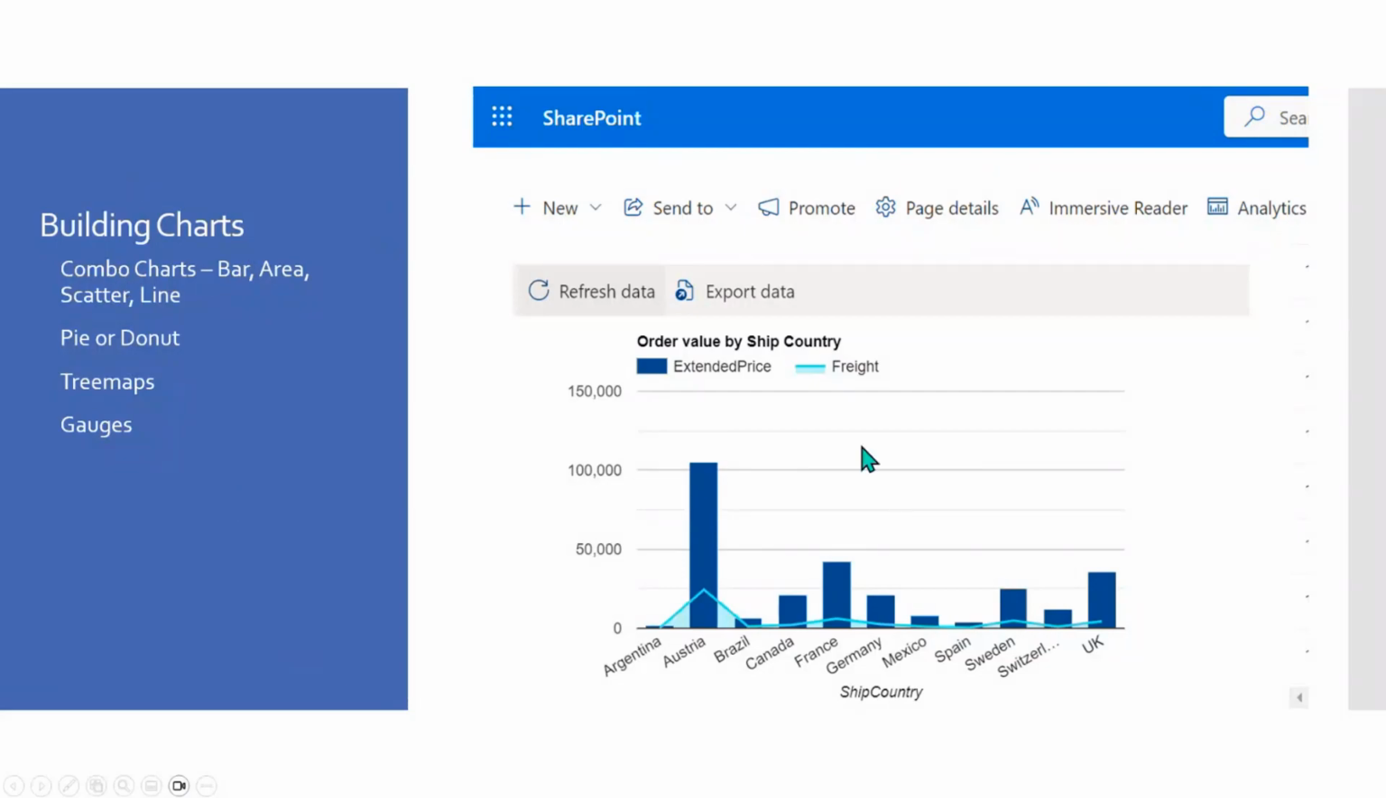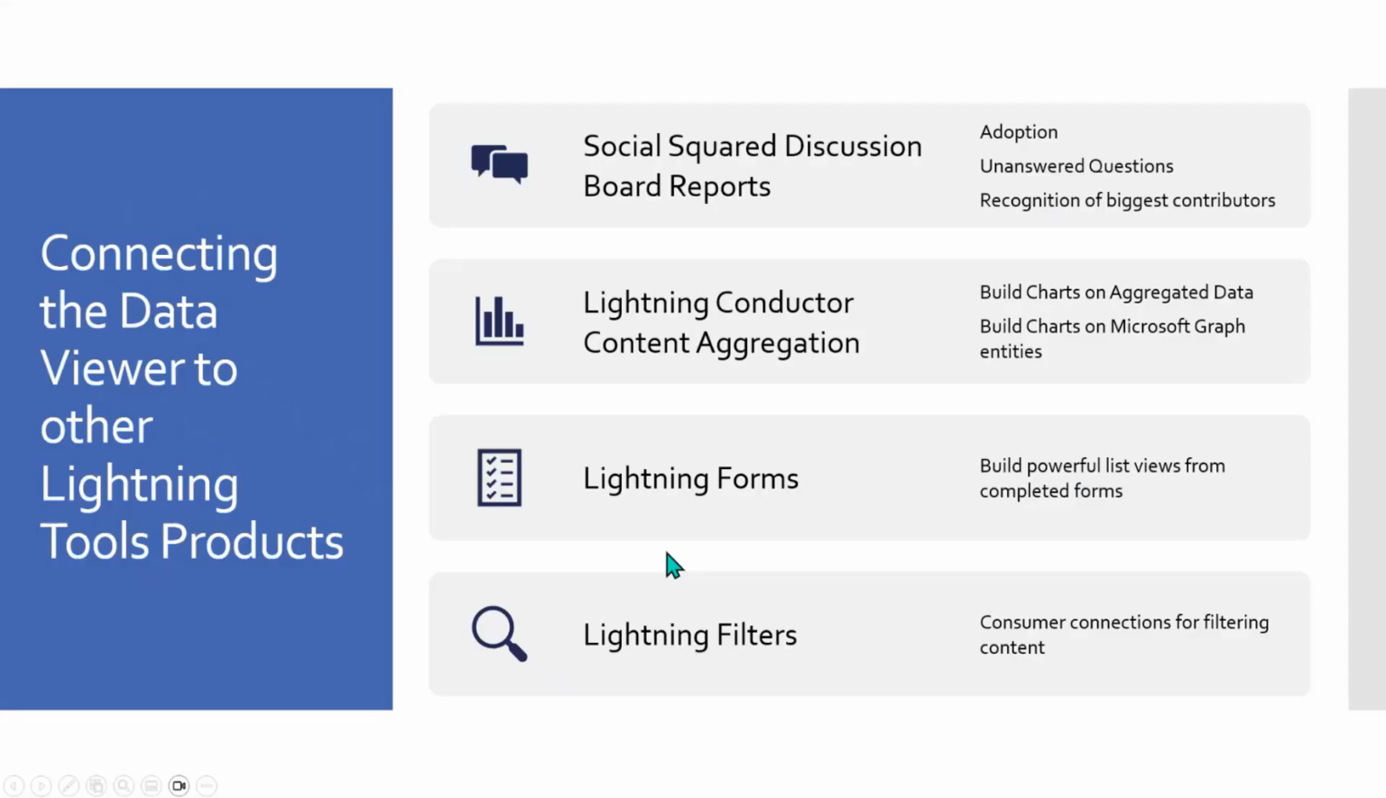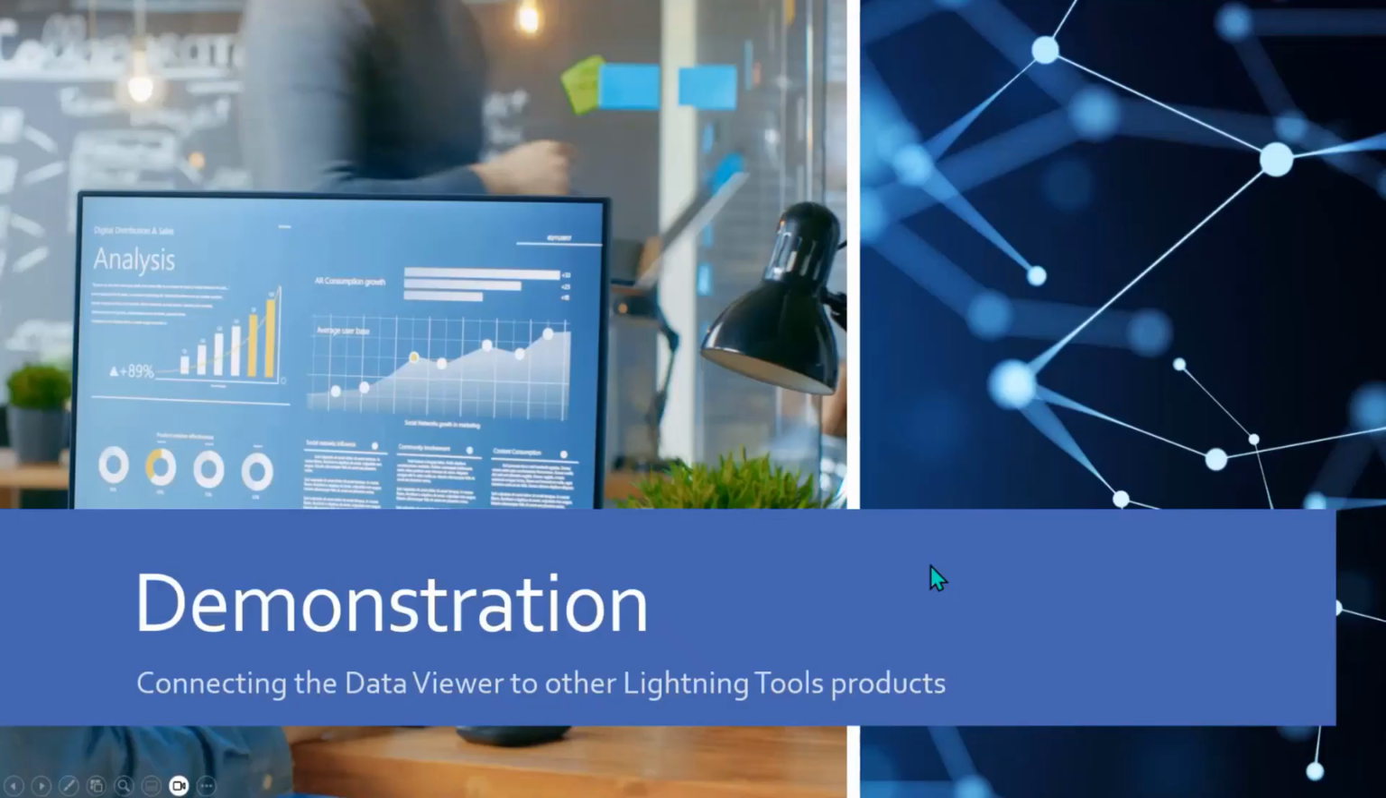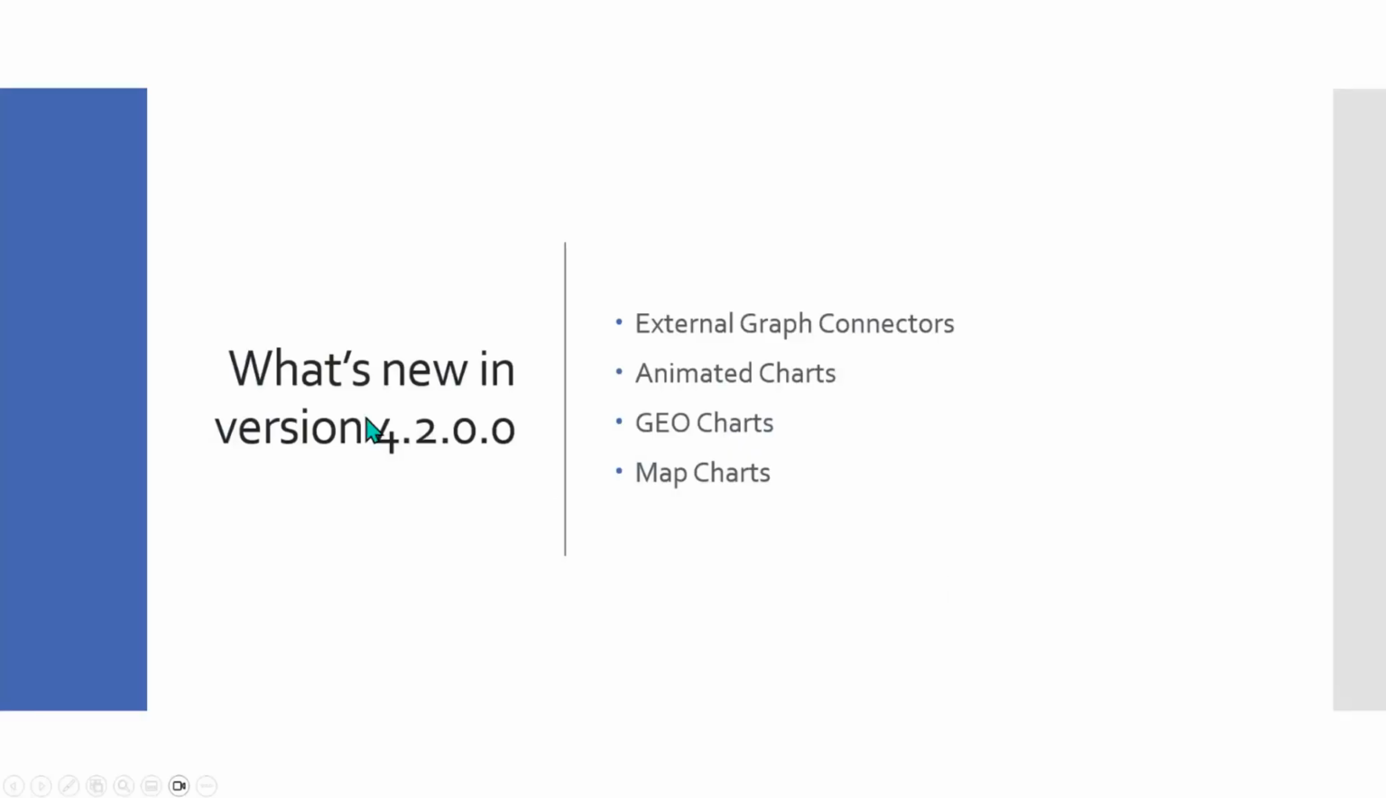So we've just talked about building some charts. We talked about the different Lightning Tools products that we may also want to connect to using this, and we'll have a look at what is new in this version. So there's basically 4 new features. One of them you've just seen, that's the animated charts.